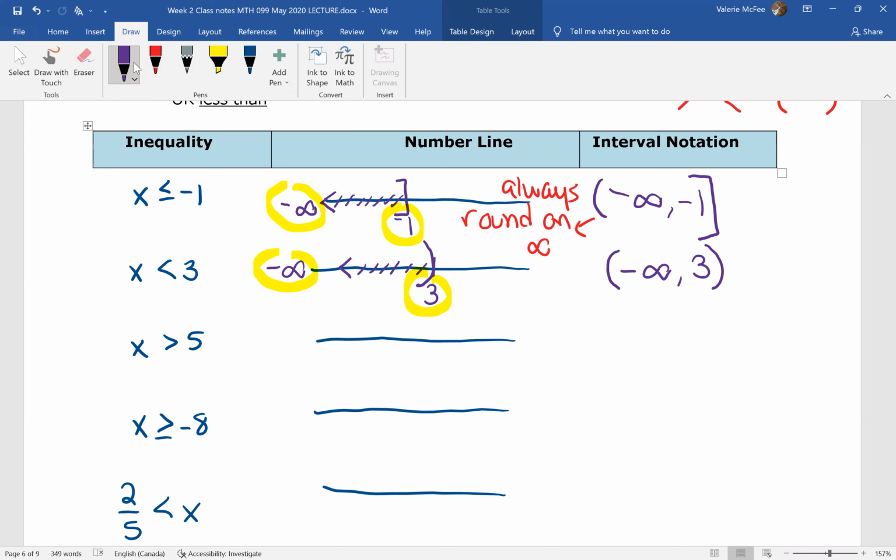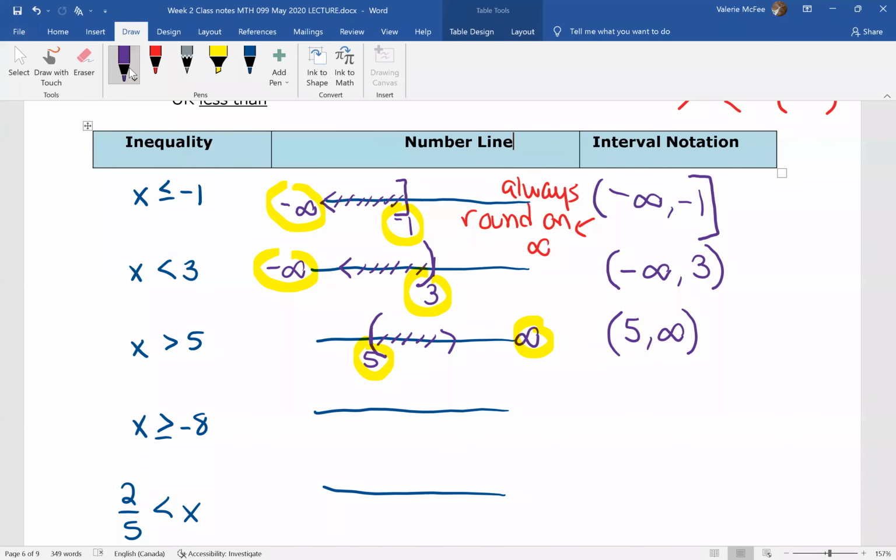Can you pause your video and try the next one? X is greater than 5, so we're shading to the right towards positive infinity. Not equals, so we're using a round bracket, an open bracket, really called a parentheses, but I always say bracket for some reason. We're using the endpoints in order. 5, comma, infinity. Infinity is always round. 5, also this time.